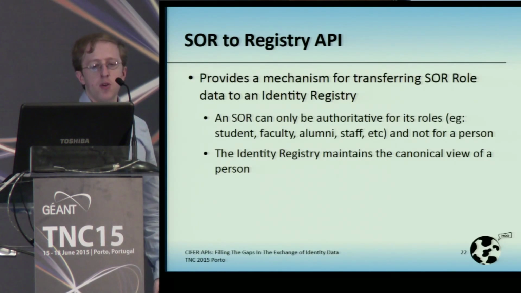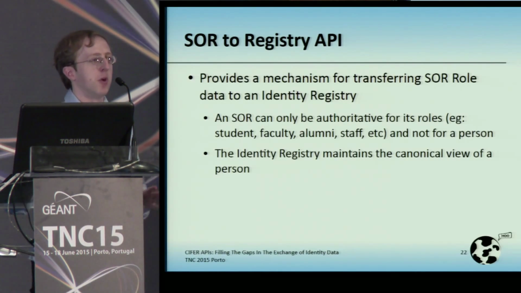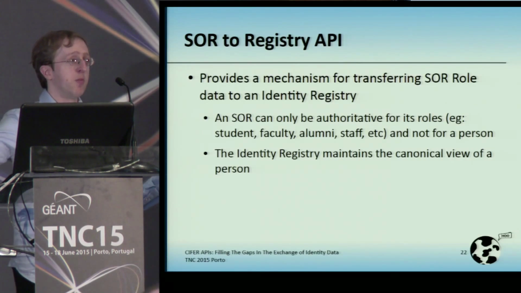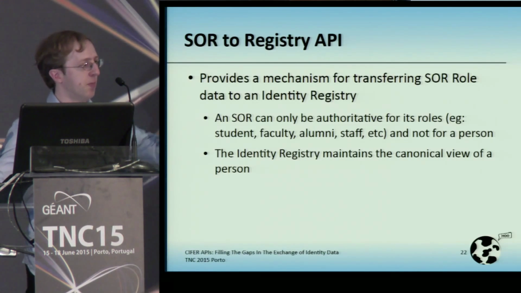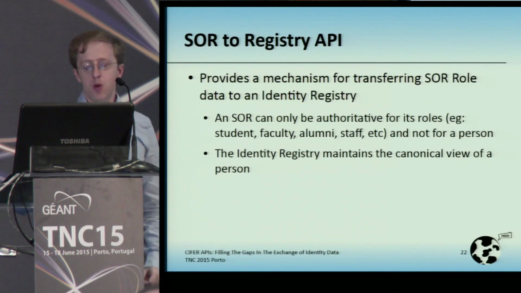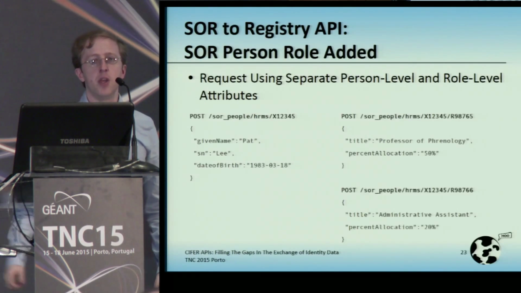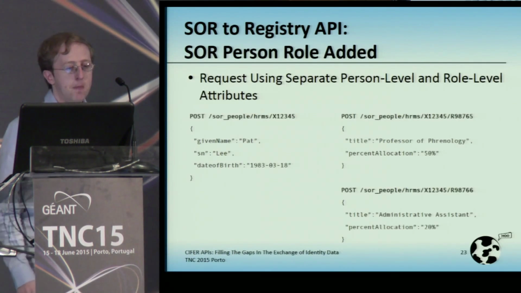The concept here is that a system of record can only ever be authoritative for a role, not for a person. If I come from a student system and I come from an HR system, neither is authoritative for me as a person, just my student role or my HR role. Ultimately, it's the identity registry that maintains the canonical view of the person.